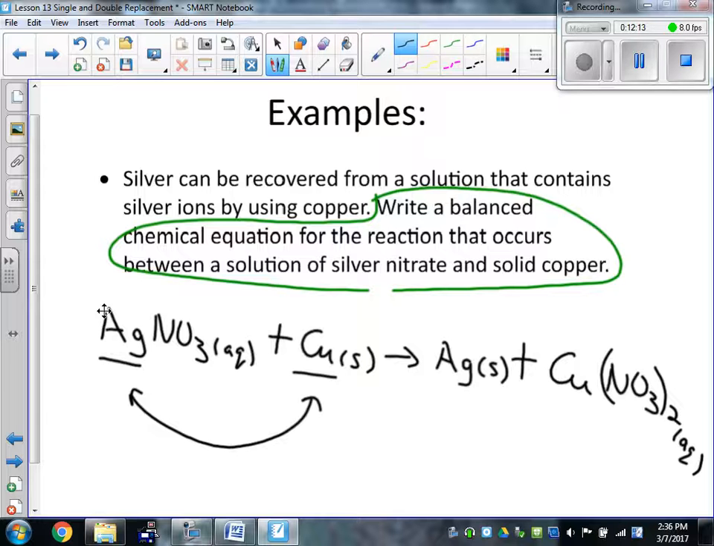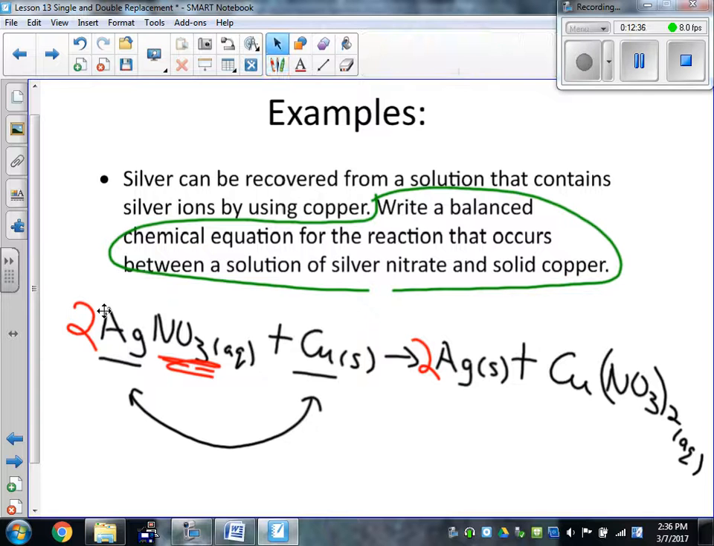Okay. We need to balance this, yeah. We need to balance this. So I got 1 silver, 1 silver. Good. 1 nitrate here, 2 NO3s there. So I need to go back here and put a 2 here. 2 silvers, 2 silvers, a copper, 2 nitrates, 2 nitrates. Good. Okay. Balancing. Alrighty. Good. Questions?